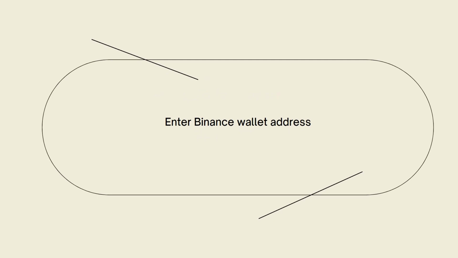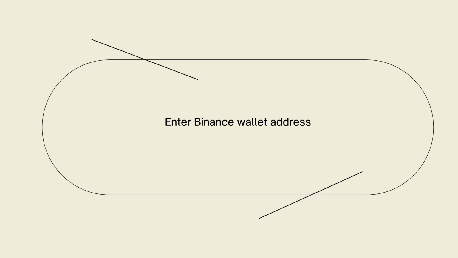Now enter the Binance wallet address. In the recipient address field, enter the Binance wallet address to which you want to send the USDT. Make sure to double check the address for accuracy, as cryptocurrency transactions cannot be reversed if sent to the wrong address. So you need to make sure that you've entered the correct Binance wallet address.